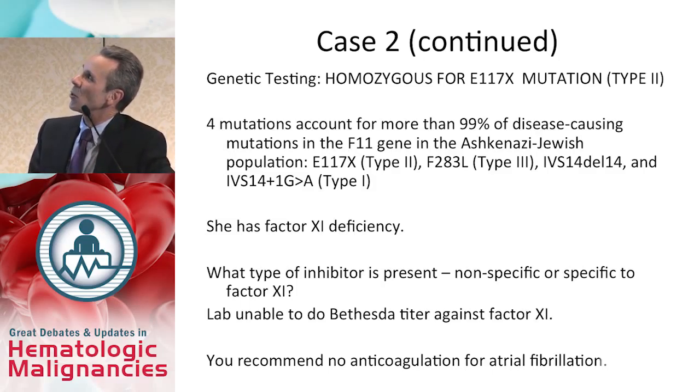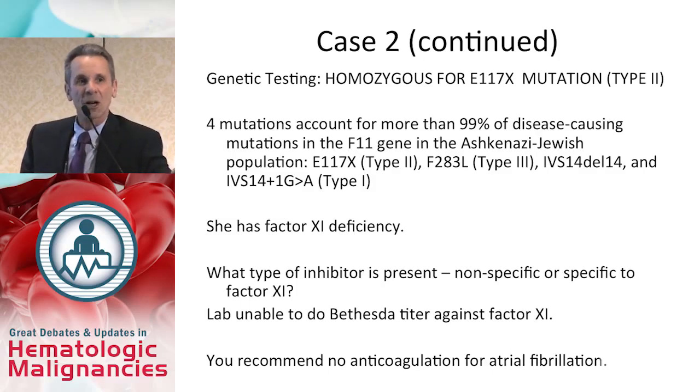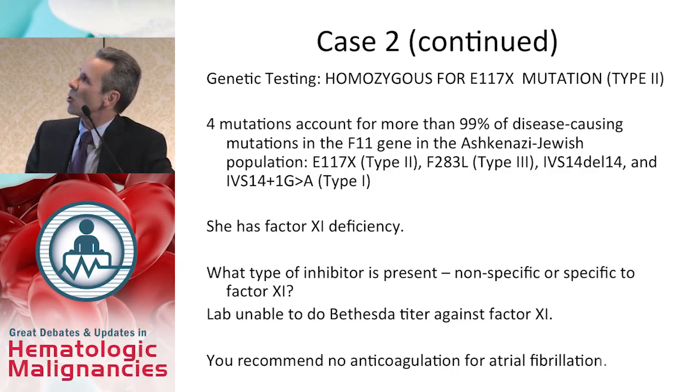You can order a send-out for a couple of very common mutations in Ashkenazi Jewish patients. She's homozygous for an E117X mutation, which leads to a nonsense mutation and truncation. So she clearly has hereditary factor XI deficiency of one of the typical types found in Ashkenazi Jews. But what about this inhibitor? Is it non-specific or specific for factor XI?